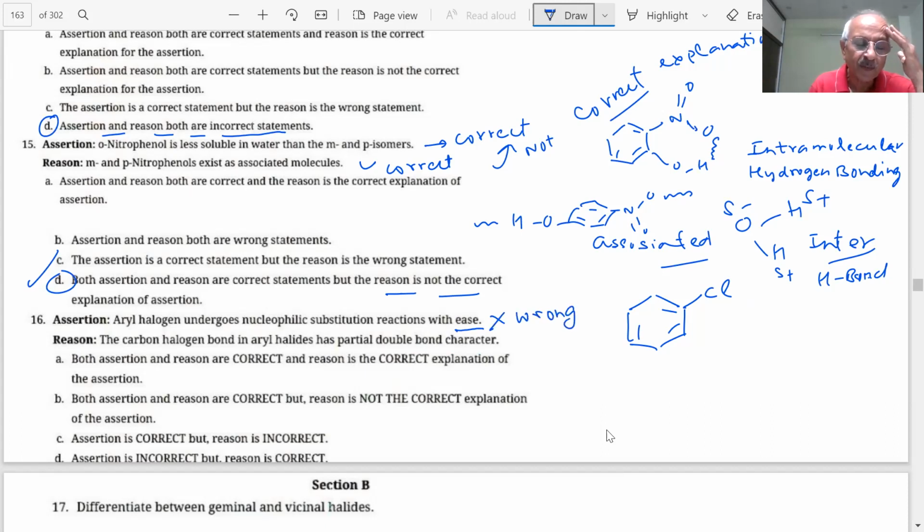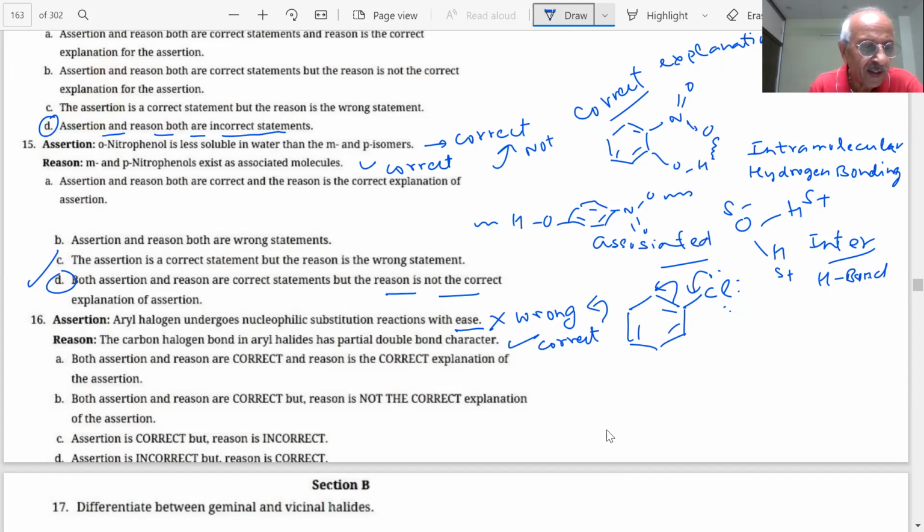You already know this bond is difficult to break, student, because it has partial double bond character, sp2 hybridization. The reason: the carbon halogen bond in aryl halide has partial double bond character. This is a correct statement, students. Because we have studied resonance, and the result will be partial double bond character. But this is not the correct explanation for this.